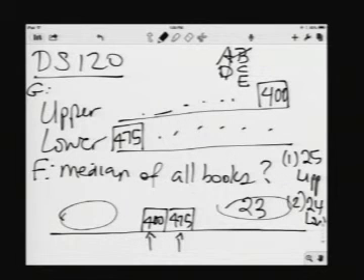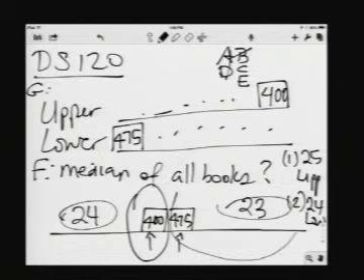So together we know we have 24 books on the left of the 400-page book. We have 23 books on the right of the 475-page book, which means we know that this book here is the one right in the middle. We have 24 to the left of it, and 24 to the right of it, which means it's the book dead in the middle of all the books, which means we can answer our question with both statements.